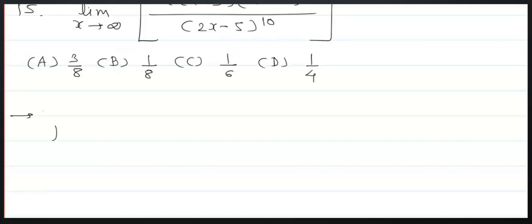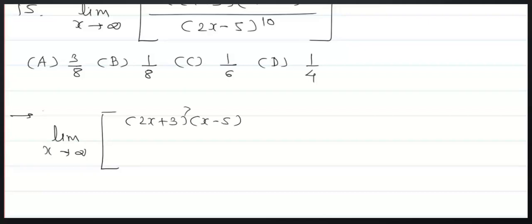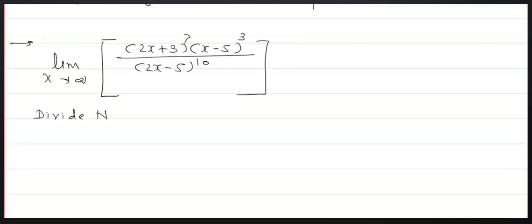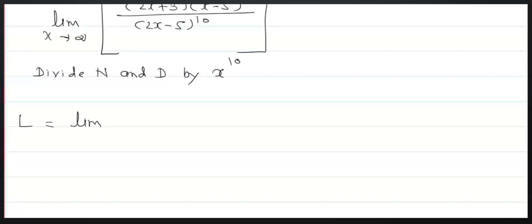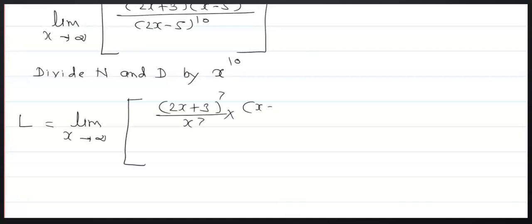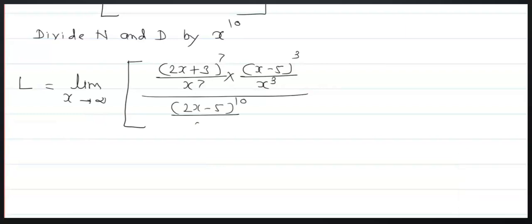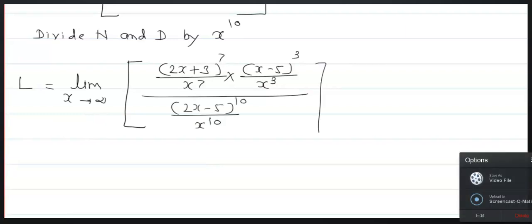Divide numerator and denominator by x raised to 10, because the total power is 10. Limit x tends to infinity, (2x plus 3) bracket raised to 7, (x minus 5) bracket raised to 3, upon (2x minus 5) bracket raised to 10. Divide numerator and denominator by x raised to 10. Limit x tends to infinity, (2x plus 3) bracket raised to 7 upon x raised to 7, into (2x minus 5) bracket raised to 3 upon x cube, upon (2x minus 5) bracket raised to 10 upon x raised to 10.